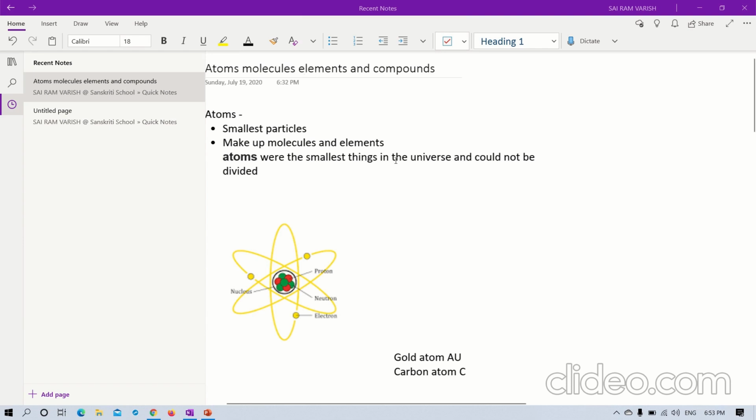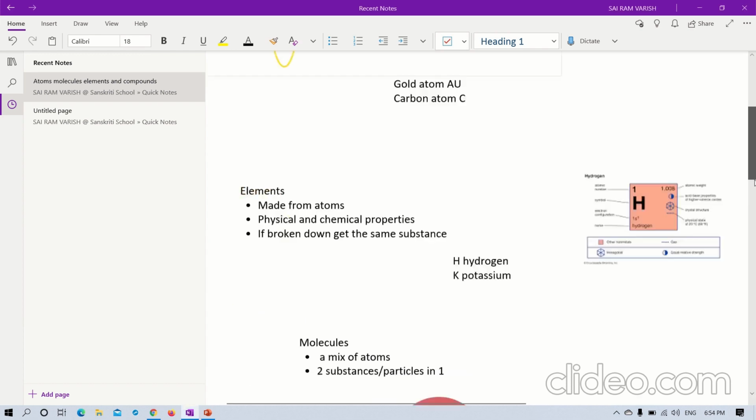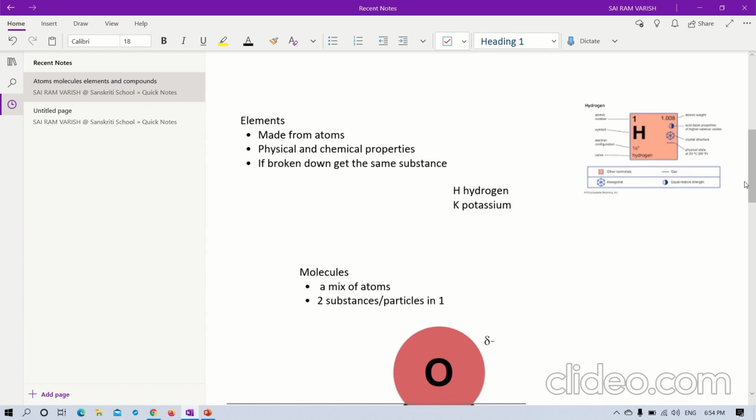Atoms are the smallest things in the universe and they could not be divided. So, they are the smallest things in every substance in the universe and they cannot be divided. And they make up more complex substances called molecules and elements. So, atoms make up molecules and elements. Now, examples can be an atom of gold or Au, or an atom of carbon C, or an atom of hydrogen H, etc. Now, let's move on further and understand elements.